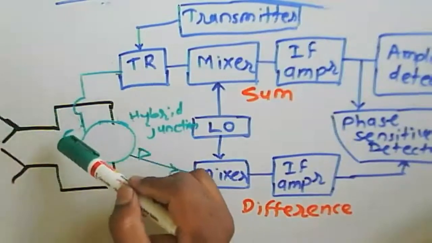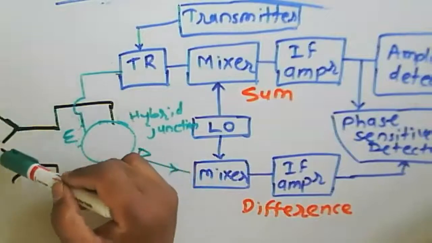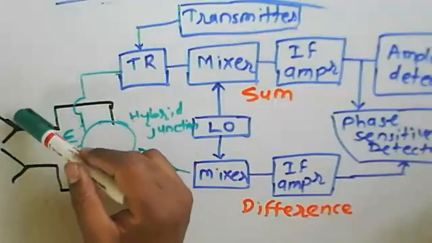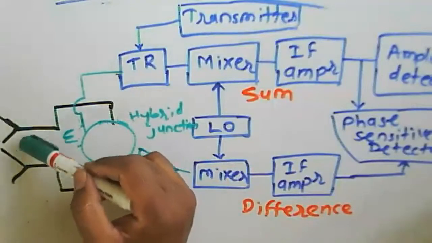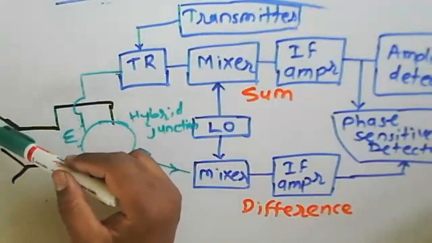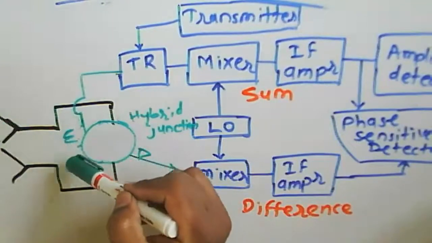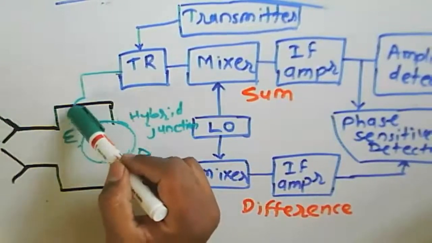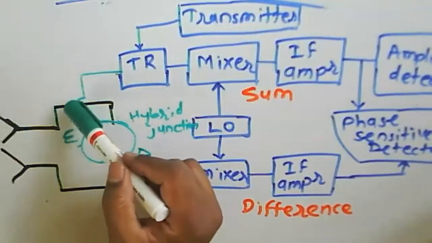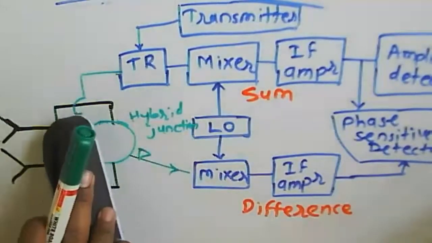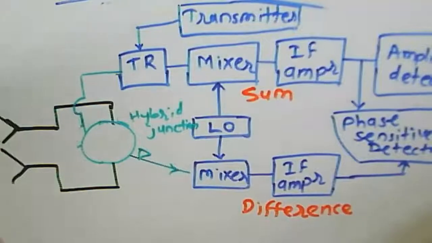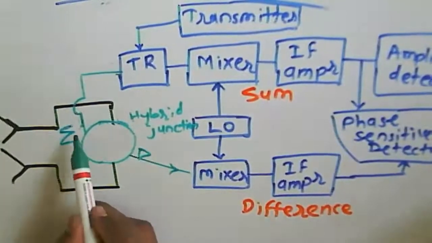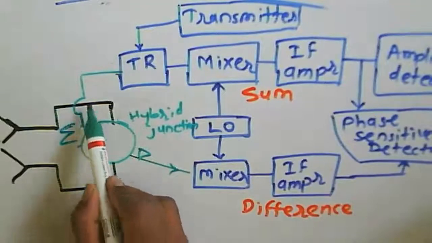Now, at the time of receiving, these two antennas are receiving the signal. At the time of transmitting, the signal will be divided equally into the two signals and transmitted. Then at the time of receiving, the signals will be summed here, and that summation signal will be passed on. So the summation signal will reach the receiver.